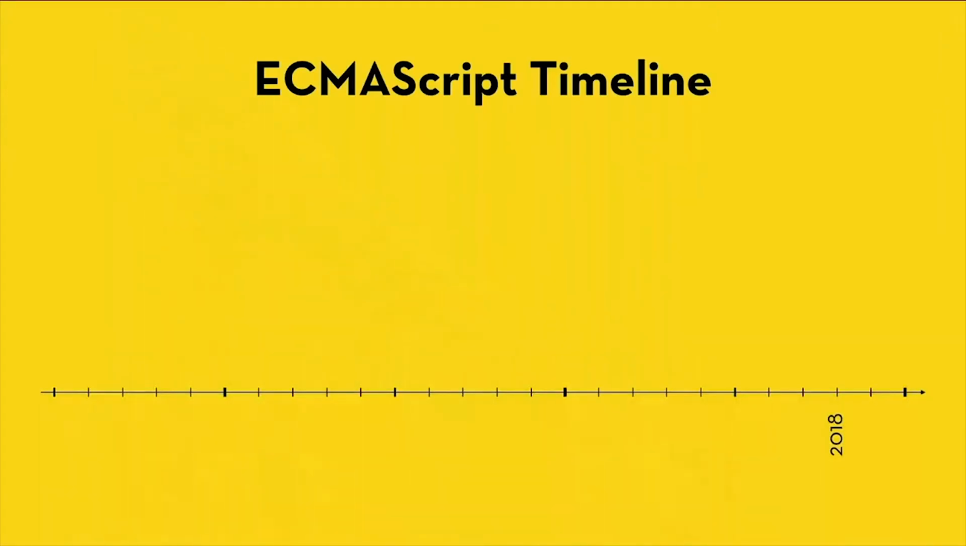ECMAScript timeline. This is 1995. That's 2018. So there's about 20-ish years in between that, I think. So what happened in 1995? Who was born then? I was born back then. So I have gray hair to prove that.